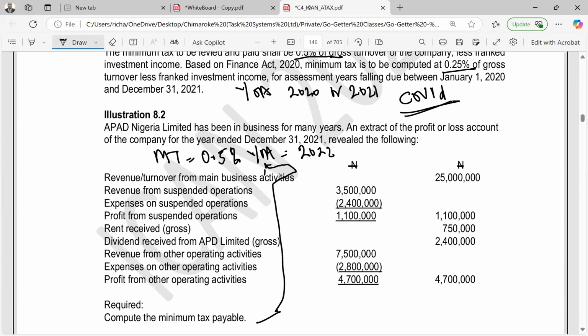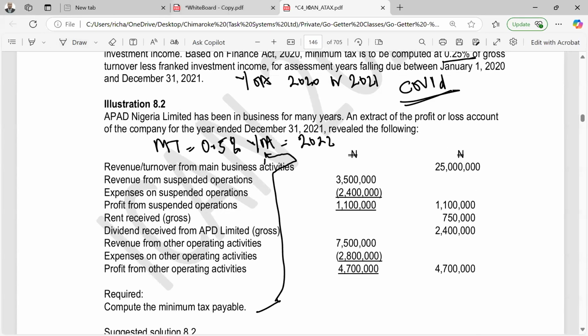Now, let's calculate revenue from all sources. Okay, so this is revenue from main business activity, 25 million. Now we have revenue from 3.5 million, and on the suspended, it is 2.4 million. Now this profit from suspended operations is being brought here.